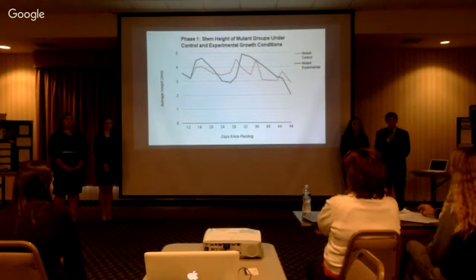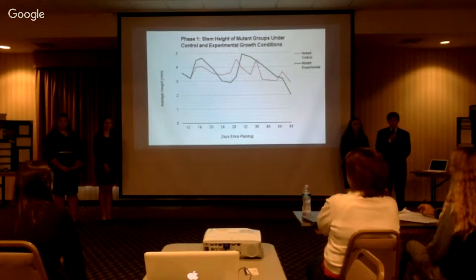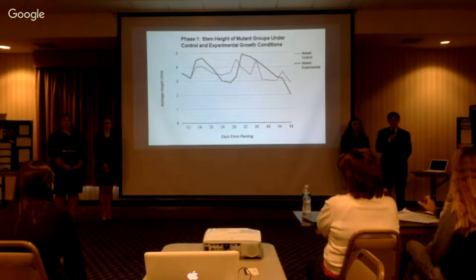The stem heights of the mutant experimental and mutant control plants fluctuated throughout the experiment, with the more sporadic experimental plants having a margin of 1.5 millimeters from the initial height, and the more consistent and steady control plants having a 1 millimeter margin from the initial height.